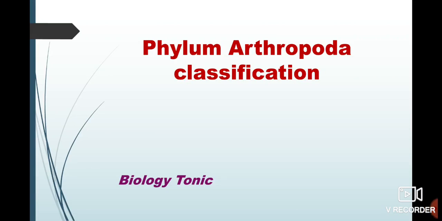Hi everyone. So today we will be discussing phylum Arthropoda classification. As we have already discussed phylum Arthropoda and certain basic important characteristic features, I have told you that Arthropoda is the largest phylum with about 9 lakh species.